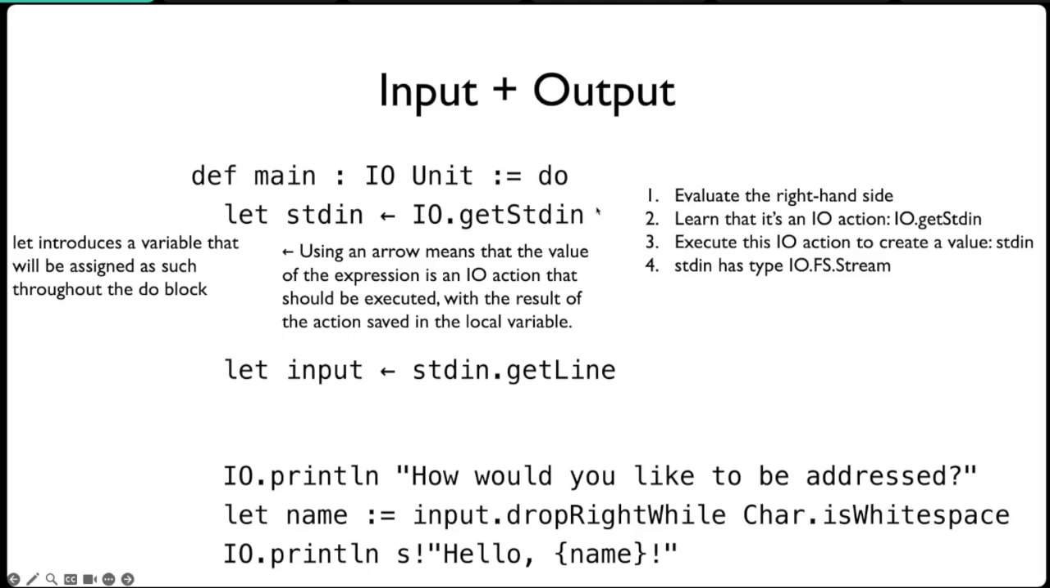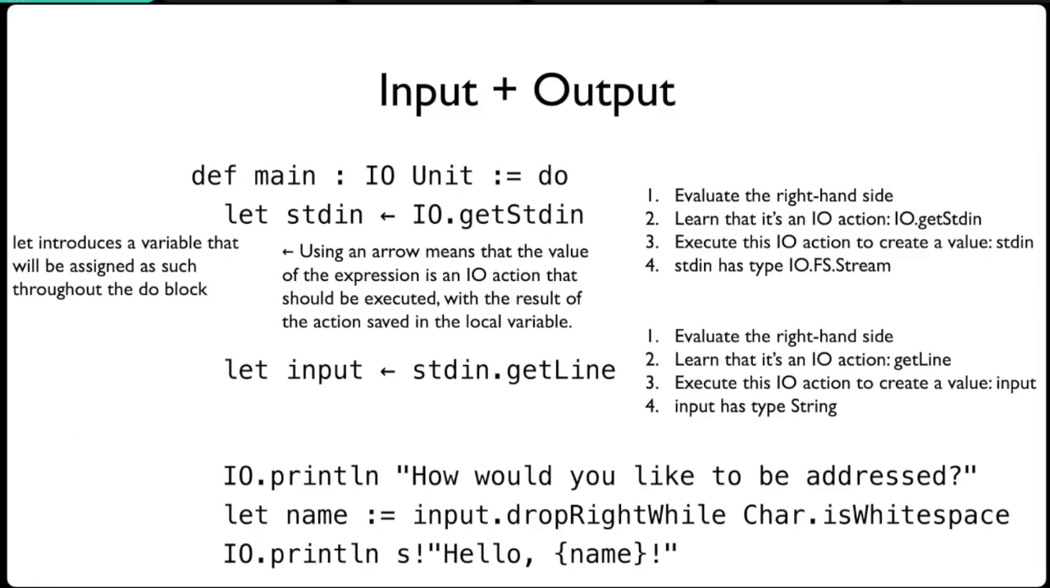And essentially what this particular line of code does is Lean looks at the right-hand side and evaluates what it is and what its type should be. Once it has learned that it's an IO action, which is this get stdin, it applies that to execute that IO action in order to create this value. And this value has this unusual kind of type. It's an input-output FS stream. Okay, but there's a subtle reason for why this two-step process can be helpful and interesting.